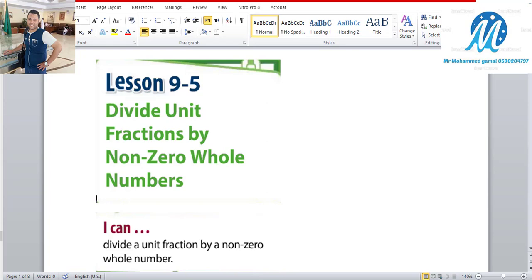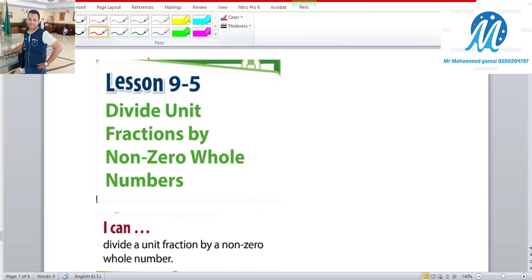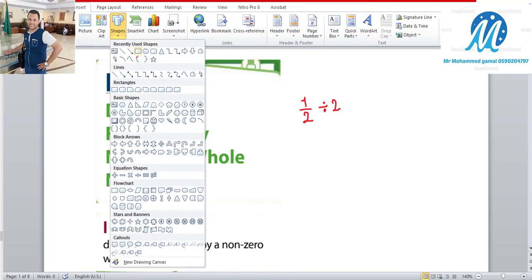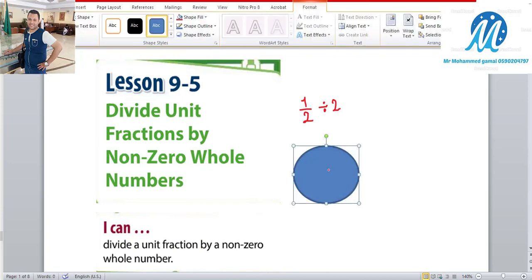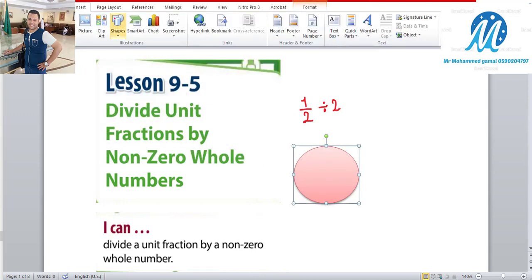Okay, so let's first speak generally about how we can divide a unit fraction. For example, if we have 1 over 2, which is half, divided by 2, how do we represent this by models? Here we have a pizza, and I have half of this pizza. This is my pizza here, and I'm going to take half of it.